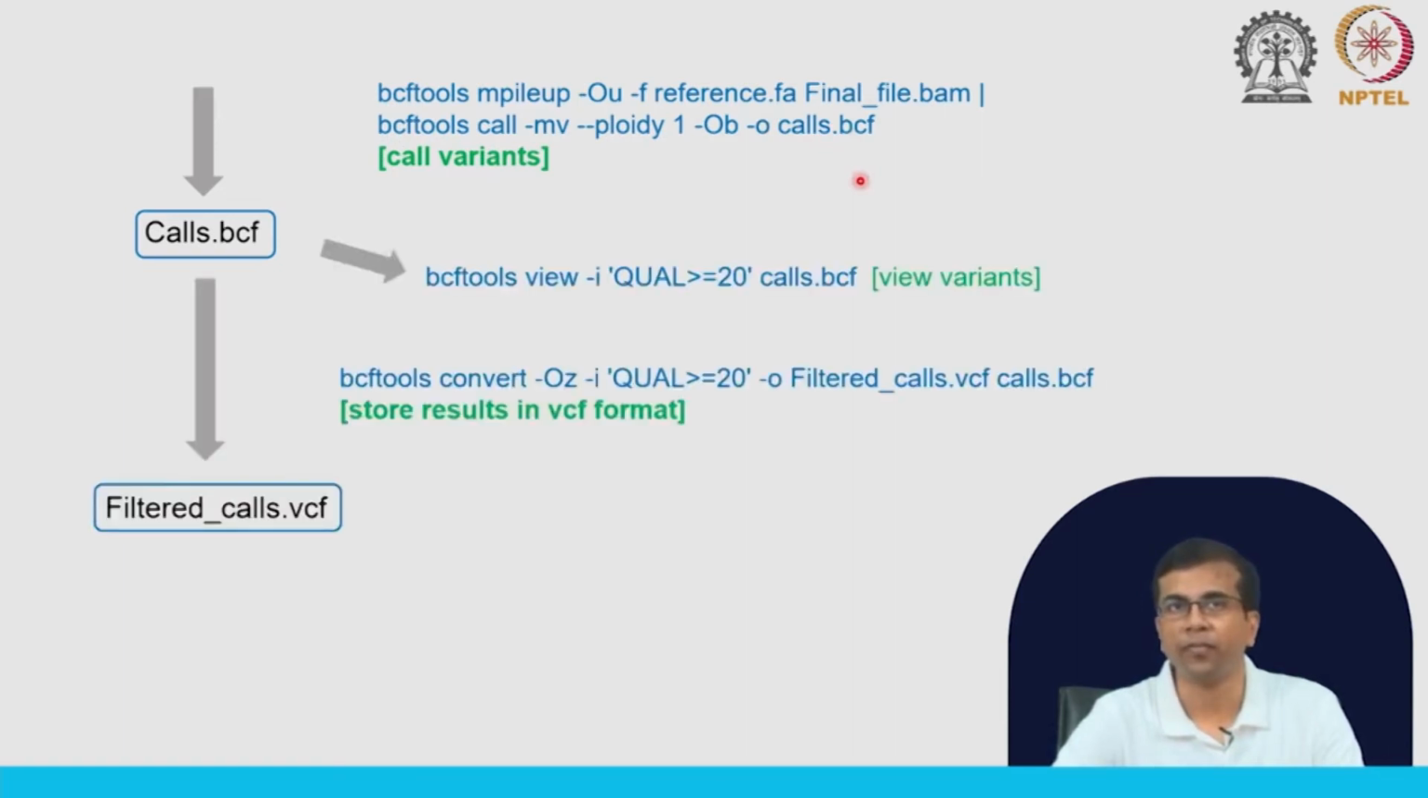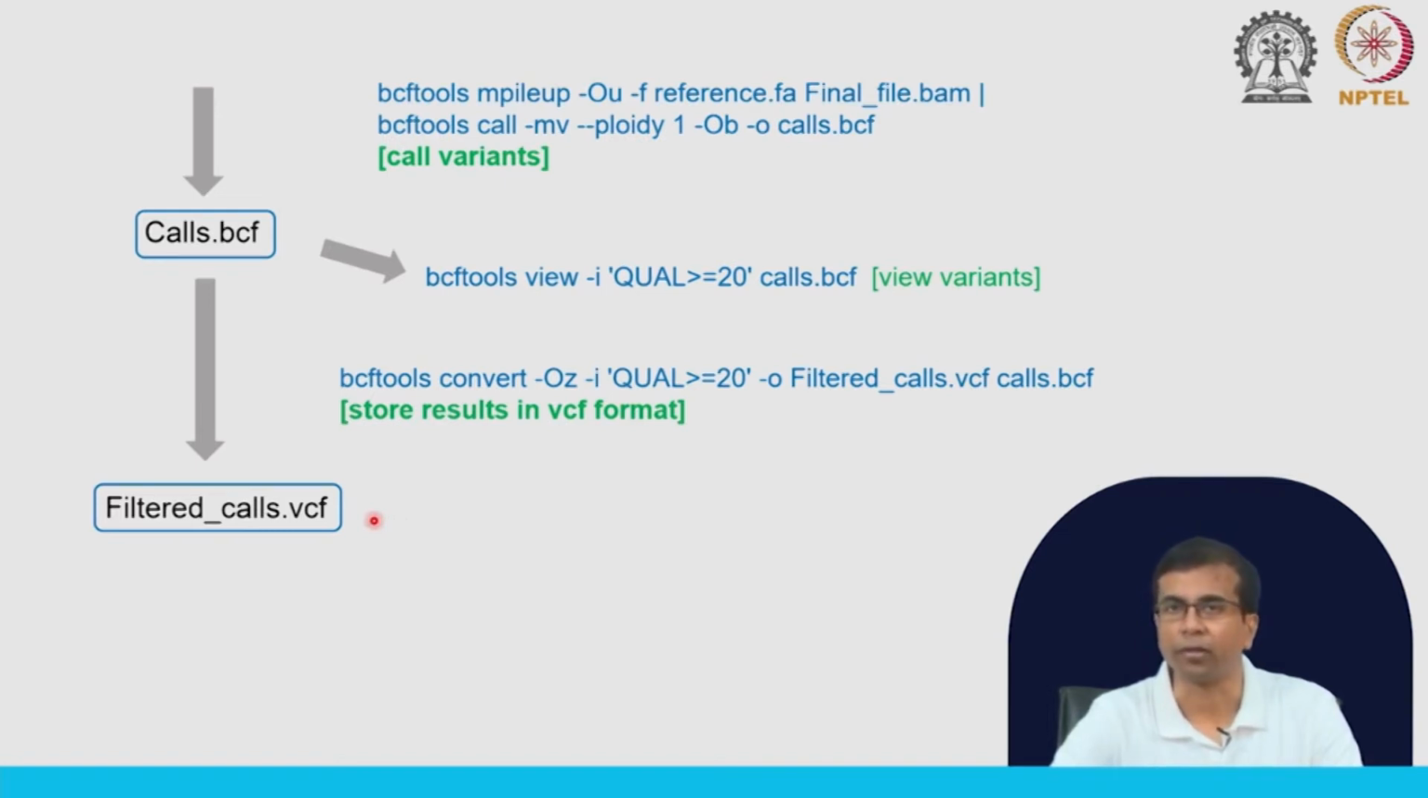Okay. And we can see these BCF files, and we can also filter out some of these variants using this quality argument, right. We want high quality variants. So, we can use this argument qual greater than or equal to 20. And then finally, we stored the results using this BCFtools convert option, and from this calls.bcf file we stored this filtered calls.vcf in VCF format, and this is the final file, filtered calls.vcf.